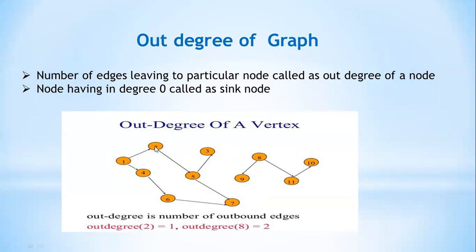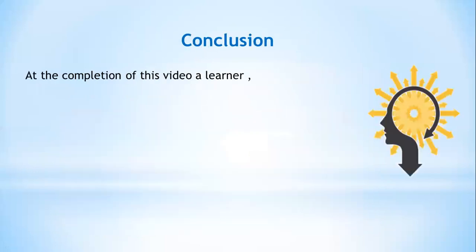Now in this diagram, consider the out degree of node 2. From node 2, only one edge is leaving, that is 2 to 5. So that's why it is 1. Out degree of node 8: from 8, two edges are leaving, 8 to 9 and 8 to 11. So that's why out degree is 2. If you say node 9, from node 9 no outgoing edge is there. So you can say it is a sink node having out degree 0. So that is the concept of in degree and out degree.